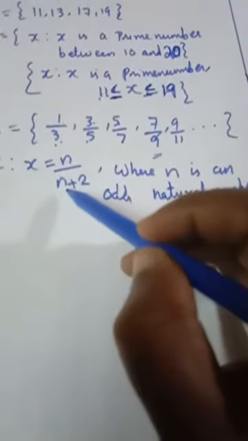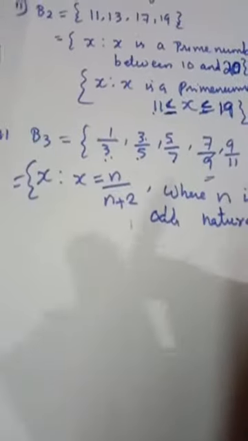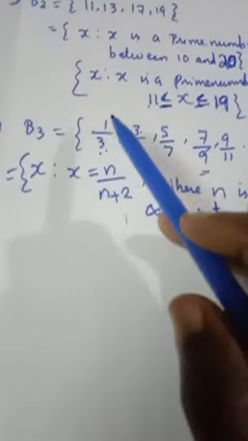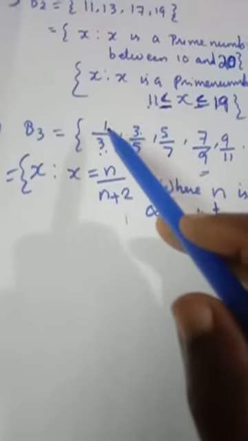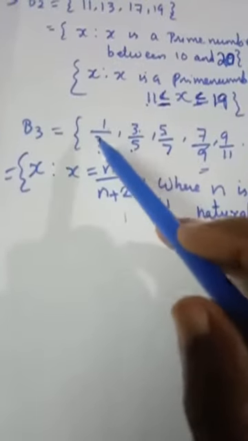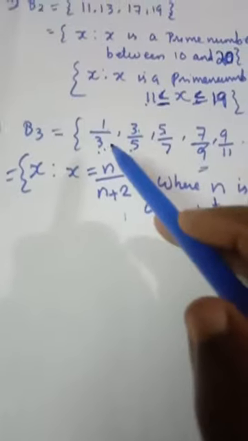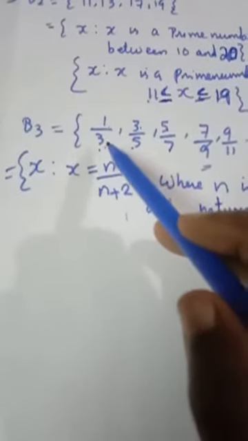We want to find the value of n also, so we write the rule for n. So n is an odd natural number. Clear? Here 1, here 3. The numerator is here, and the denominator is 2 more than the numerator. That is 1 by 1 plus 2, that is 3. That is n by n plus 2.